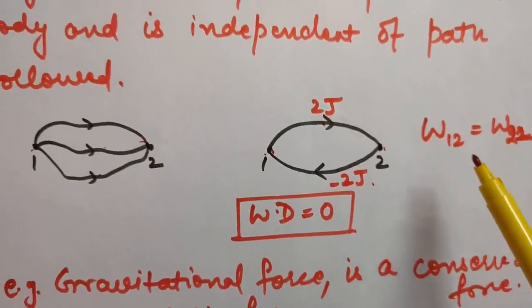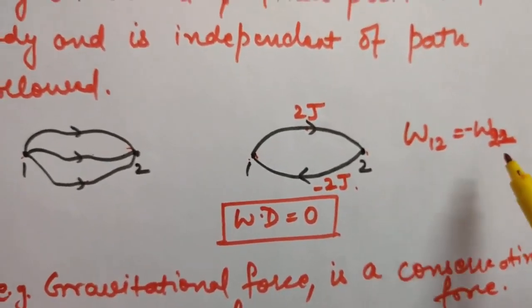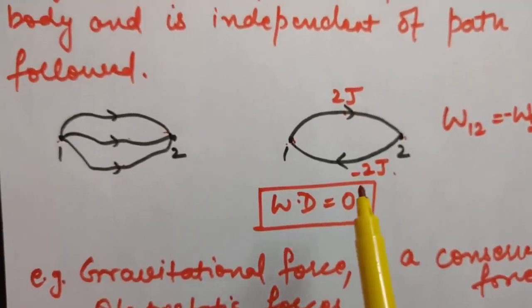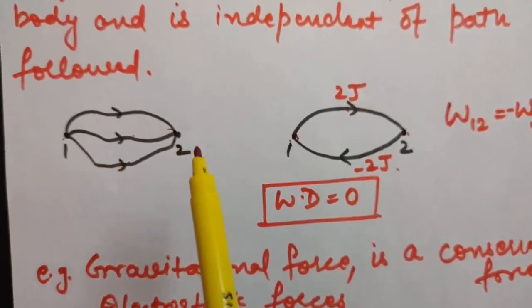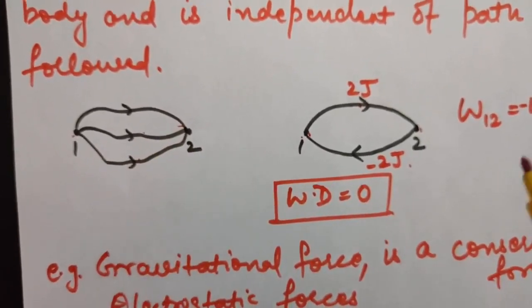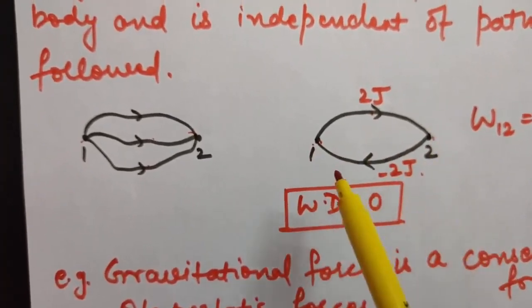Because work done in 1, 2 is equal to work done in 2, 1, but with a negative sign. So these are the two properties of conservative forces: that work done depends only on the initial and final point and is independent of the path followed, and the work done by it around any closed path will be 0.